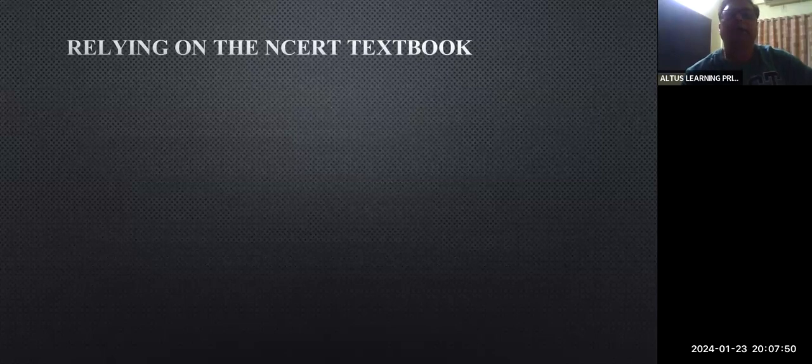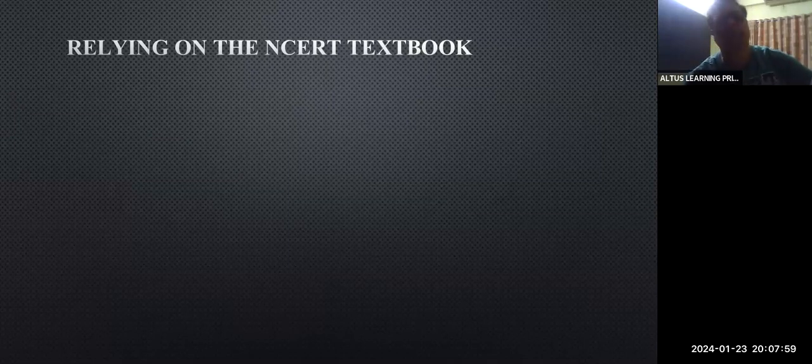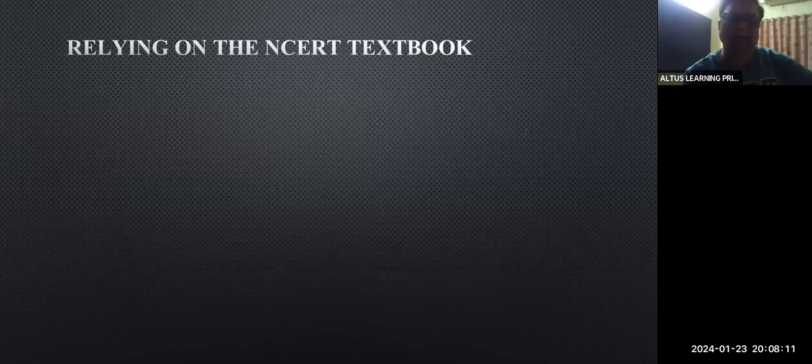Now, relying on the NCERT textbook. As I mentioned earlier also, we have to rely first on the NCERT textbook. You solve each and every question as well as example from the textbook. And one more thing, you should solve the exemplar also. MCQs are to be prepared from the exemplar, and other questions are also given in the exemplar. So you should try the exemplar also.